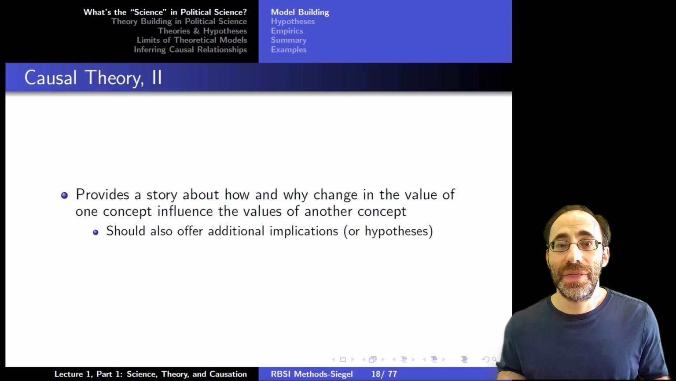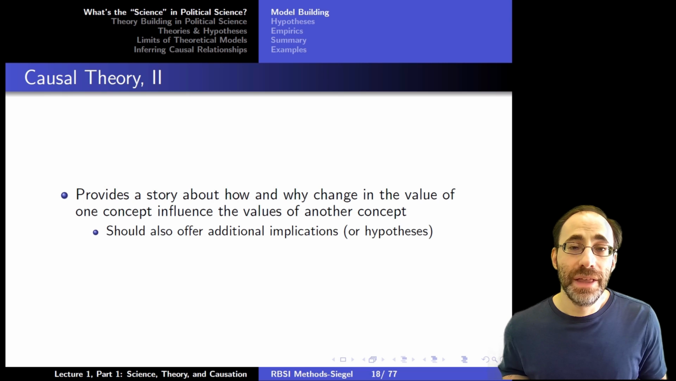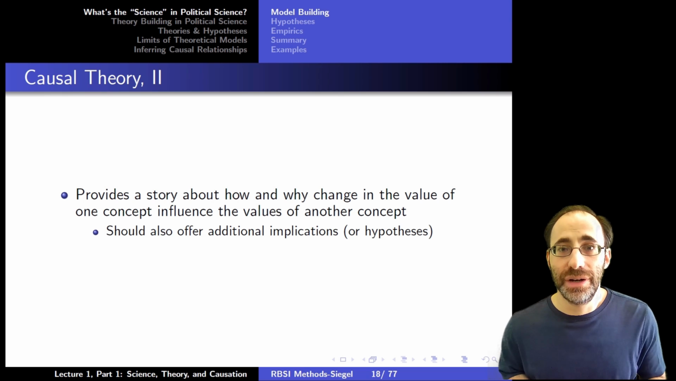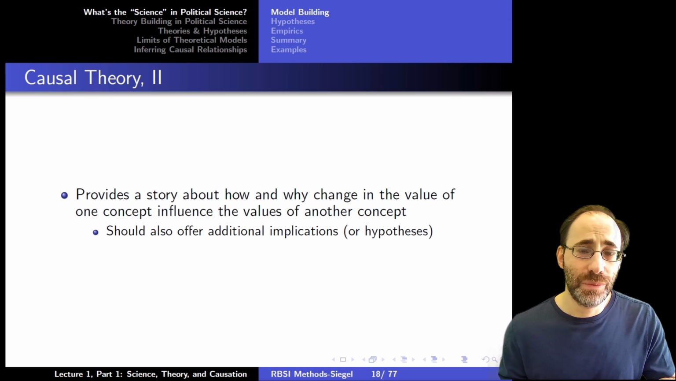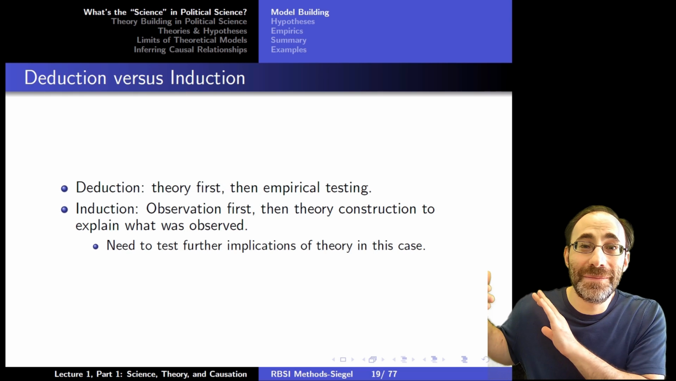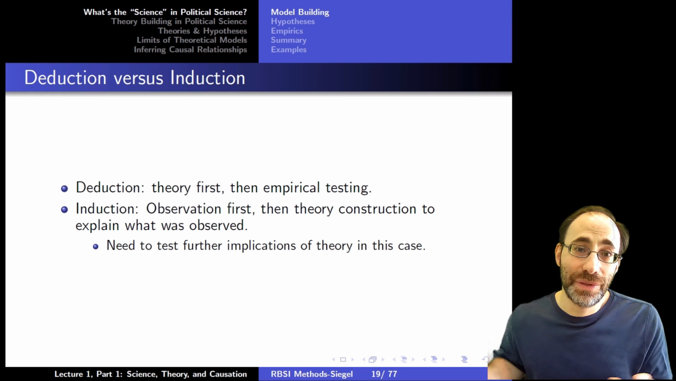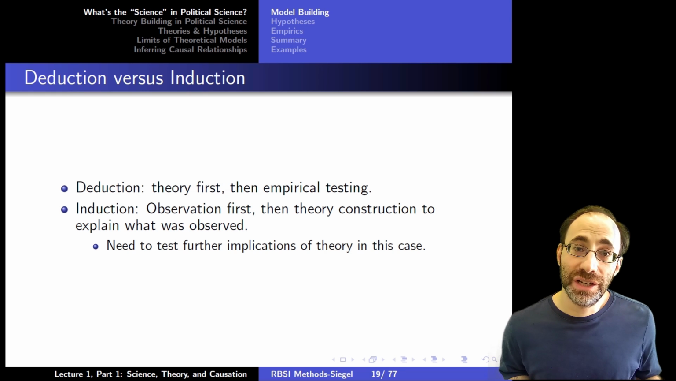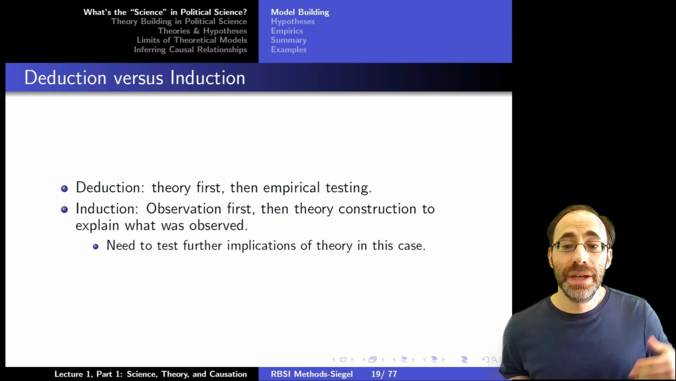That is to say, if your hypothesis is X causes Y, then we don't want the whole theory just to be X causes Y. The theory should be a broader enterprise than just X causes Y. And I'll go into why that's important very shortly. Right now, in fact. So there are different ways to develop theories. Two of the most important ones in the social sciences are deduction and induction.